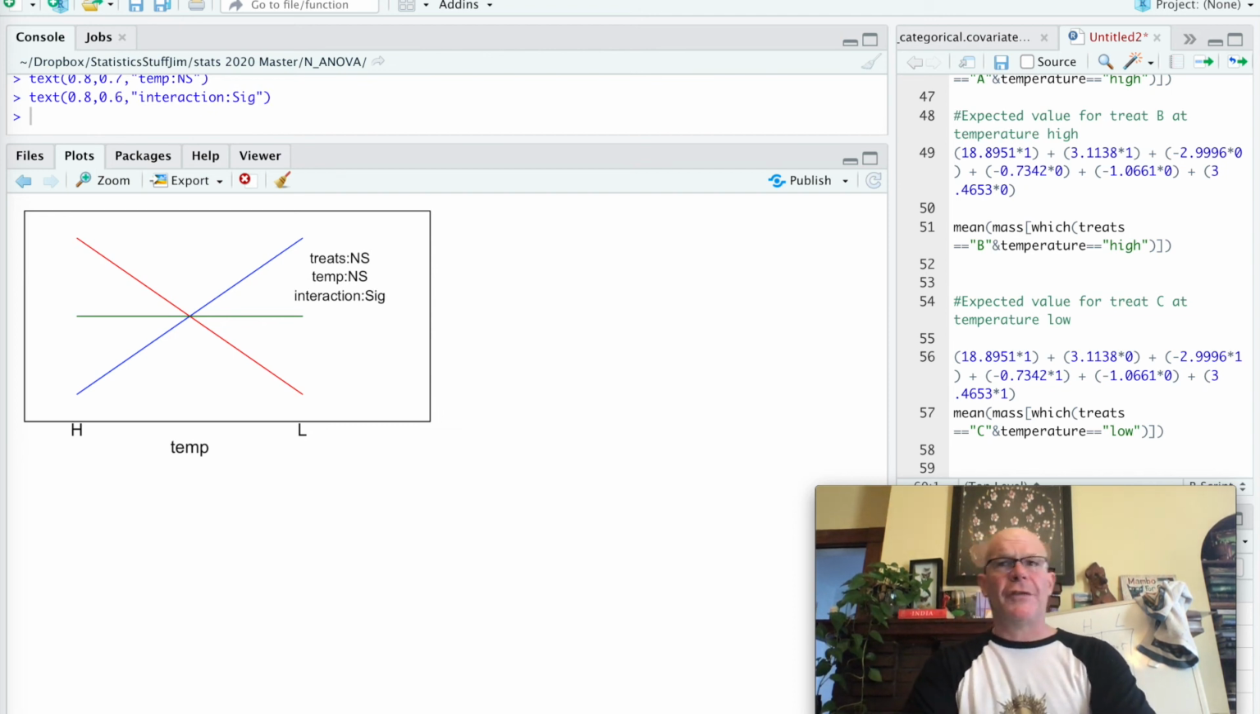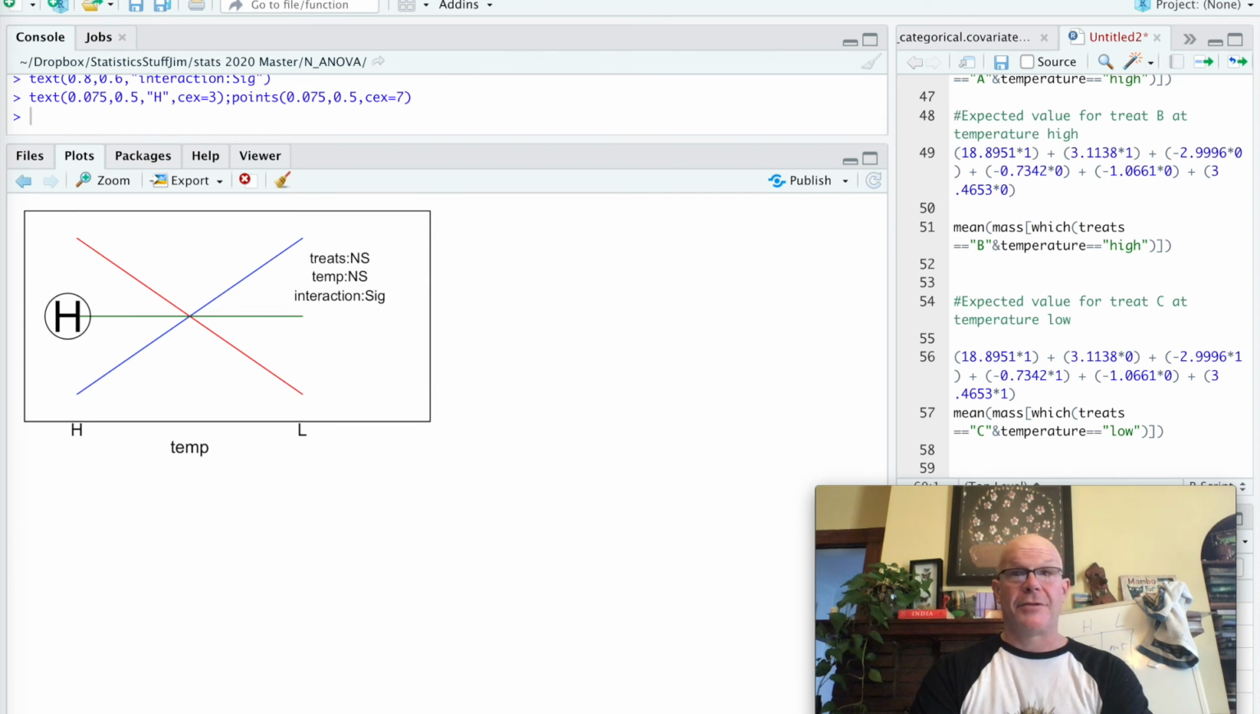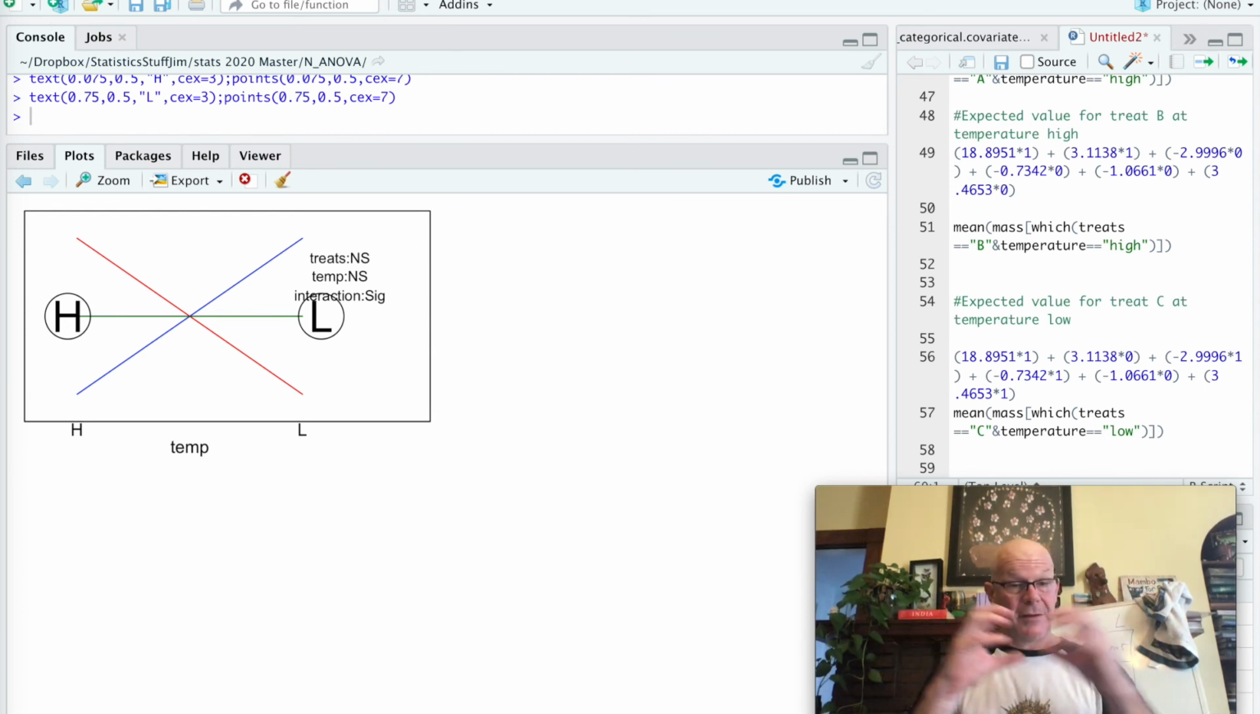And so let's first think about, why don't I think temperature would be significant? Well, the mean at high temperature is there. The mean at the low temperature is there. Just by eyeballing those, right? They look like they're pretty similar. So it would make sense that temperature would pop out as being not significant.